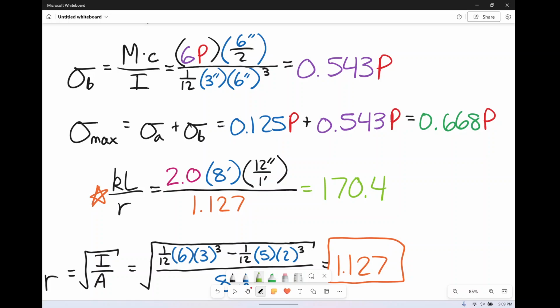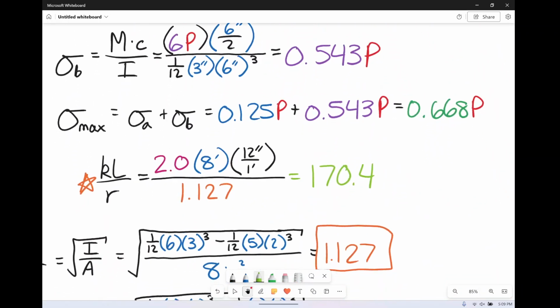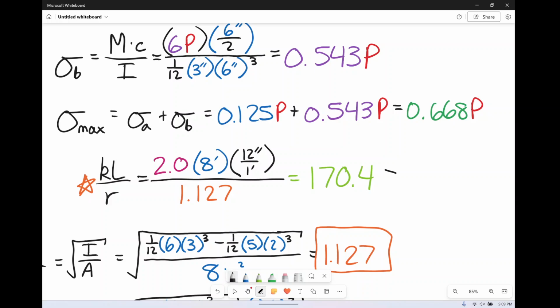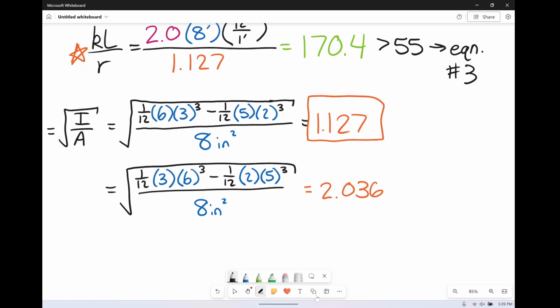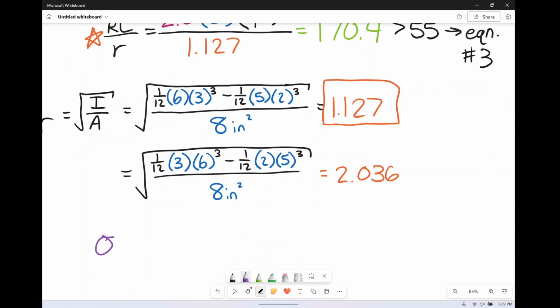What do I do with this information? Well, now I go back and check my 3 equations for aluminum, because that's what we're made out of, right? I'm going to realize that this is definitely larger than 55, which means we're going to be using equation number 3. Equation number 3, which you might not remember, and that's absolutely fine, was sigma allowable is equal to 54,000 divided by KL over R squared.